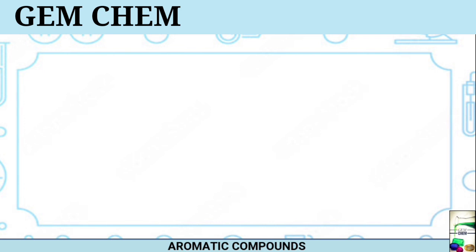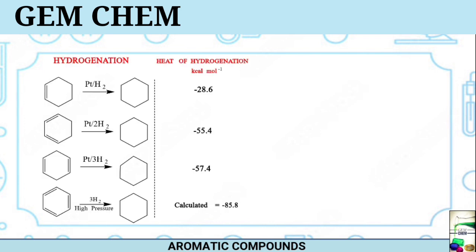So first of all, we are going to deal with aromatic compounds, right? These aromatic compounds are actually very high in stability and have a conjugation effect. And we will deal with this stability using the heat of hydrogenation. If you look into this data, we have one single double bond in this case, which is hydrogenated, and we get a heat of hydrogenation of minus 28.6.